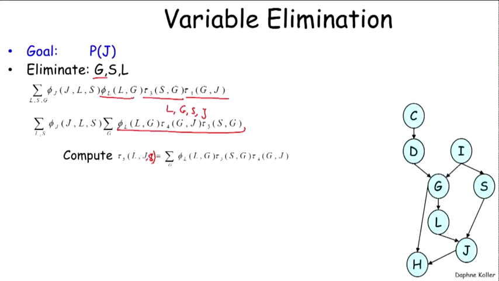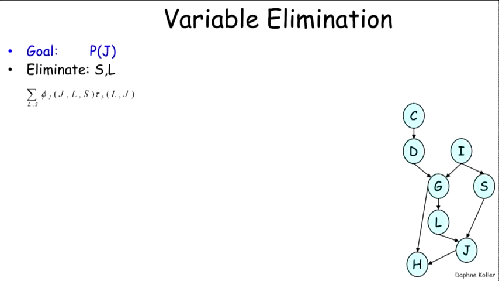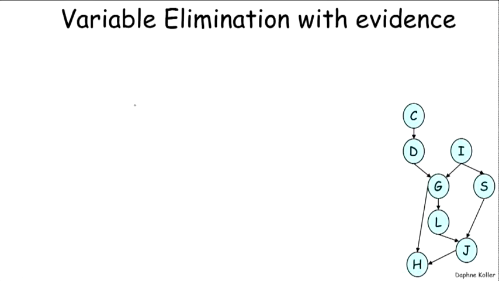And now we put that into this expression, and out comes a now product of 2 factors. And really at this point, we may as well just multiply them and end up with a factor over J and move on. So that gives us variable elimination in its naive form. What about variable elimination with evidence?